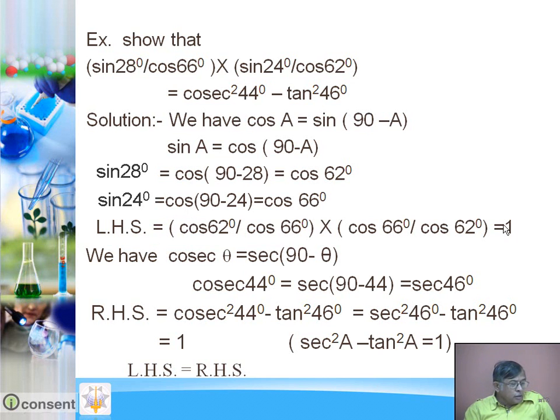We have cosec theta is equal to sec of 90 minus theta. So cosec of 44 is equal to sec of 90 minus 44, that is sec of 46. RHS is cosec square 44 minus tan square 46, that is sec square 46 minus tan square 46, and we know that 1 plus tan square theta is equal to sec square theta, that is sec square theta minus tan square theta equal to 1. So the value of sec square 46 minus tan square 46 is equal to 1. This means LHS is equal to RHS.